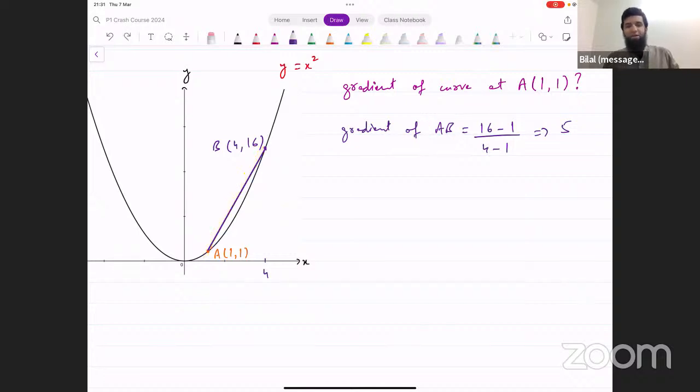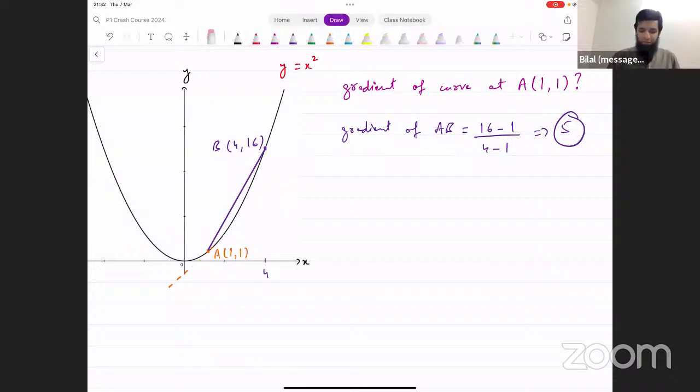Now, if we find the gradient of AB, is that a good estimate for the gradient of the curve at this point? Well, not quite, because the gradient of the curve, the tangent at this point, would be like this, and AB is quite off from that, right? It's not a good estimate.